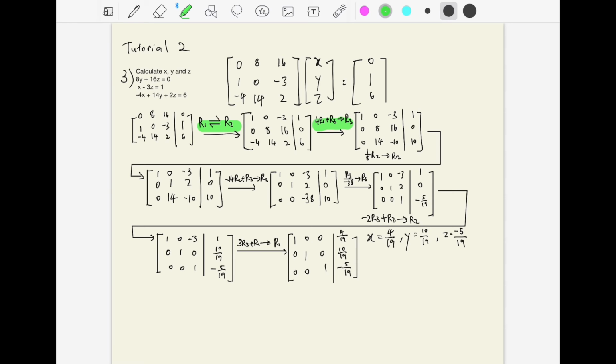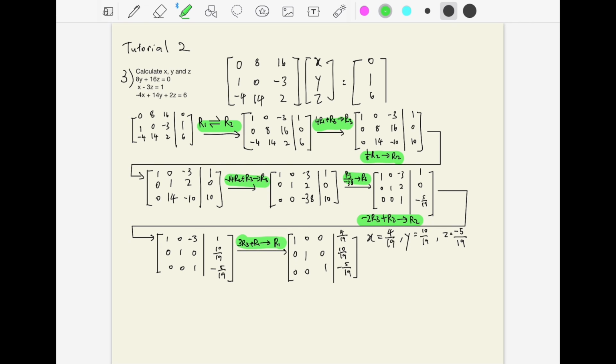Then I divide the r2 by 8 and change to the new r2. I use -14 r2 plus r3, modify into the new r3. Then I divide the R3 by negative 38 and substitute it into the new R3. Then I use negative 2R3 plus R2, change into new R2. Last but not least, I use 3R3 plus R1, change into new R1.